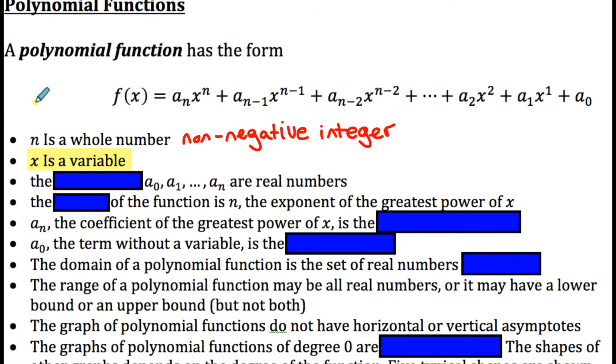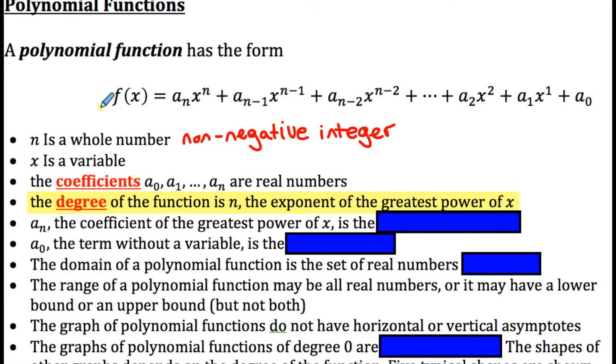X is our variable in this case, and these a's that you see in front of those variable x's, we call those the coefficients. And the coefficients are always going to be real numbers. We also just talked about that the degree of the function is, in this case, n, which is the exponent of the greatest power of x.